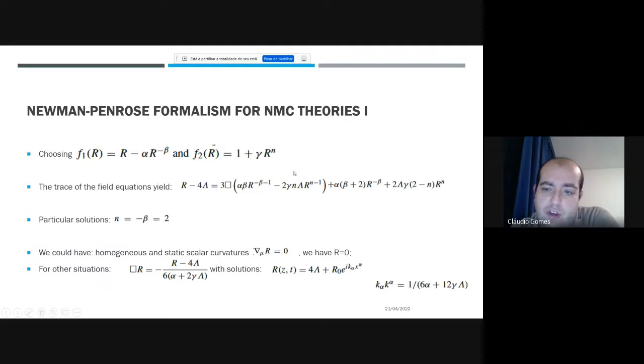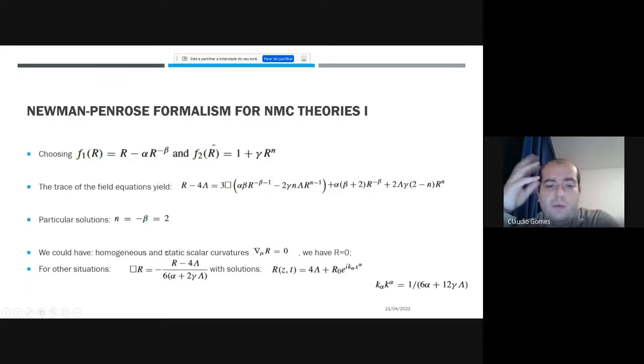So the trace of the field equations yields this solution, and we can look for specific solutions. Remember that choosing minus beta to equal 2 means that this is roughly Starobinsky. Actually, it will be a plus, so you can include Starobinsky, so it predicts a half minus alpha. Okay, it's the same, it's equivalent. But we also look into n equals 2 solutions, okay, in this non-minimal coupling function.